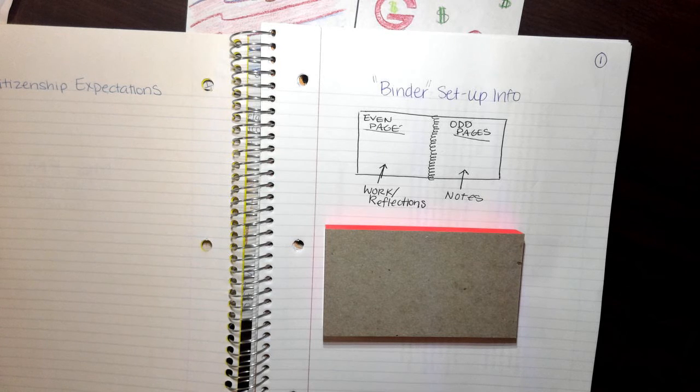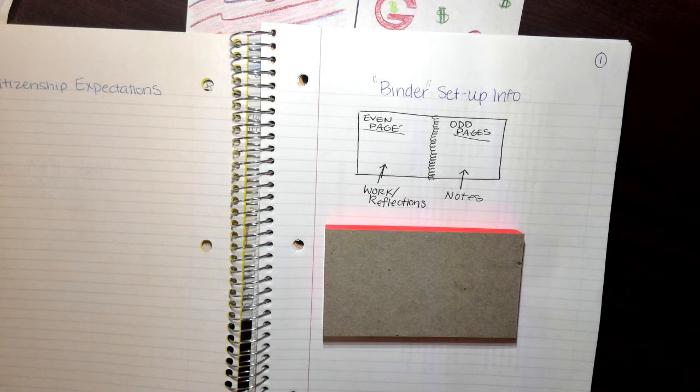So on the left it says even pages. On the right it says odd pages. And down at the bottom underneath that, on the left it says work/reflections. And on the right it says notes. So this is how in general we're going to approach things.